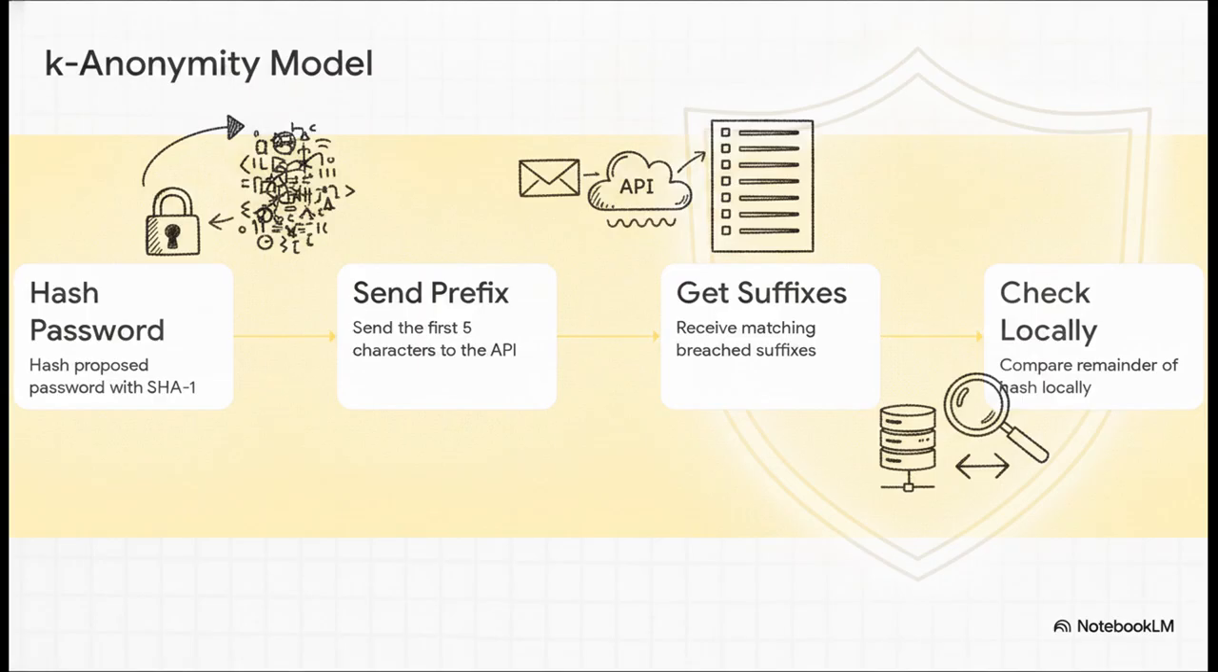It's this absolutely brilliant piece of cryptography that acts like a simple slice and check recipe. Step 1, you hash the user's proposed password with SHA-1. Step 2, you take just the first 5 characters of that hash and send it to the API. Step 3, the API returns a massive list of all breached hashes that happen to start with those exact same 5 characters. And step 4, you compare the rest of your user's hash against that list locally on your server.